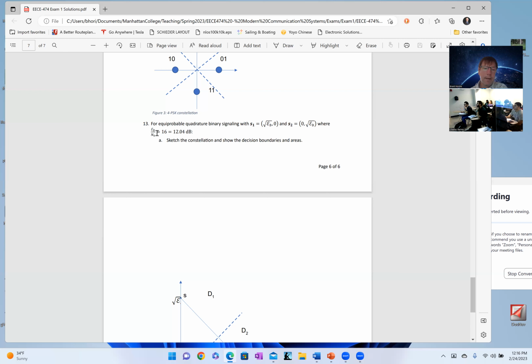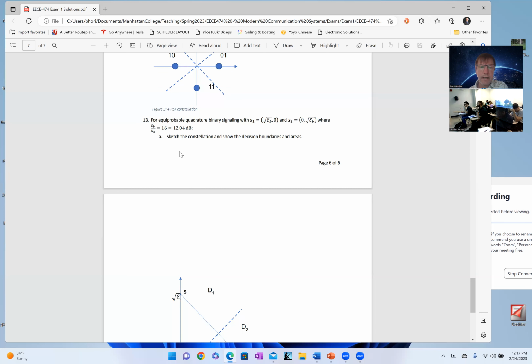Right. So all right. I try to make it easy here. 16 is the ratio, and I also provided the information in logarithmic form, in decibels. That was really to make sure that you didn't confuse 16 as being in decibels. That's the linear version of it.